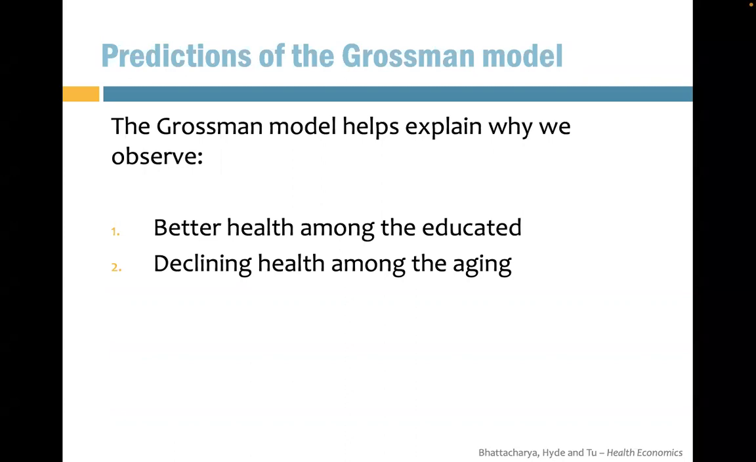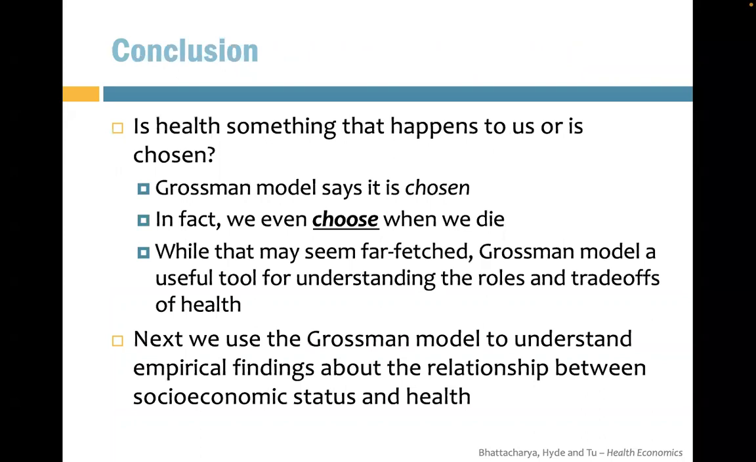All right, the last part is the conclusion. Going back to our question, is health something that happens to us or is chosen? Grossman says that it's chosen. In fact, we even choose when we die. Grossman believed that if the determinants of death are decided by how much alcohol you drink, how much you smoke, how much exercise you do, then you did make a decision on when you will die.